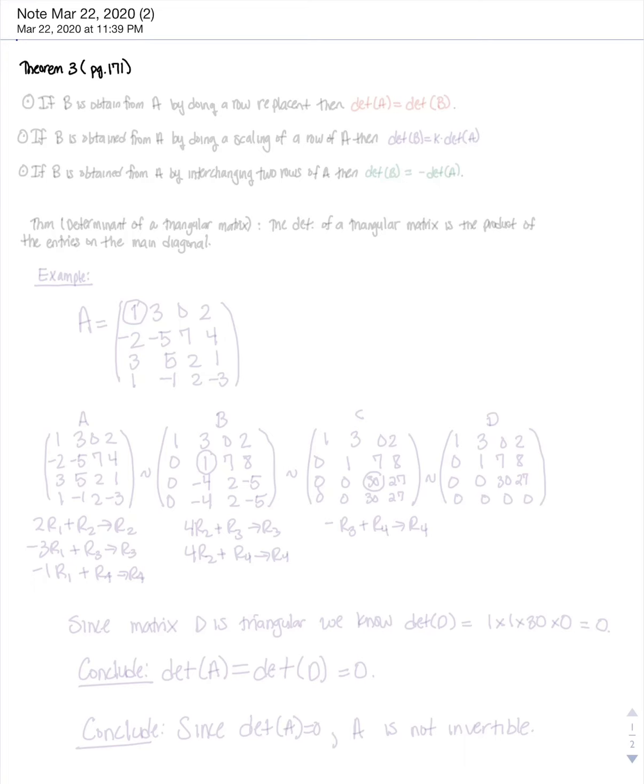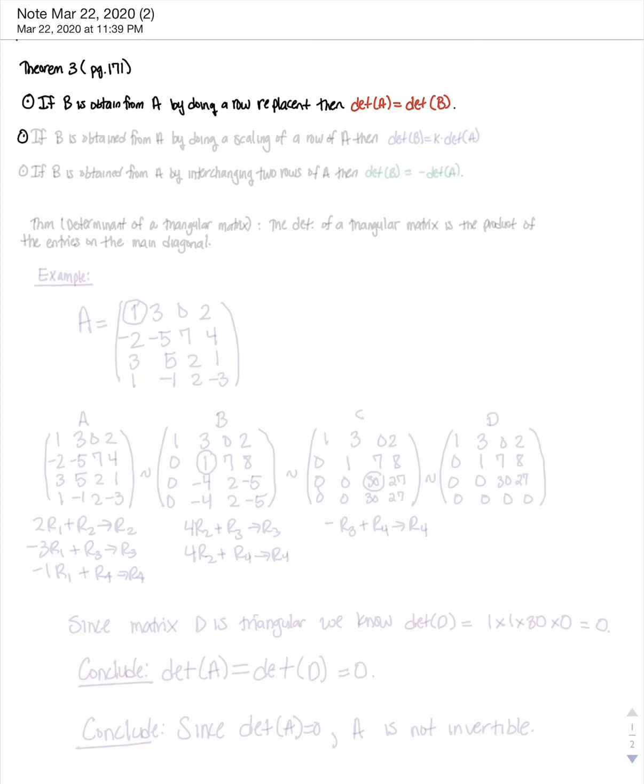This theorem tells us that the first thing is, if B is obtained from A by doing a row replacement, then we can conclude that in that case, the determinant of A is equal to the determinant of B. This is if we use row replacement to get B.